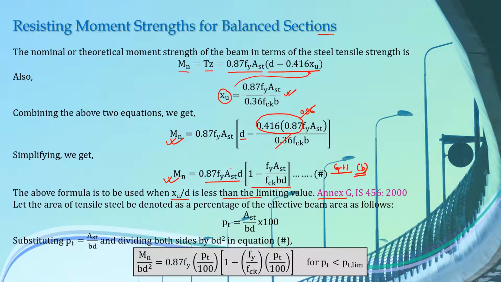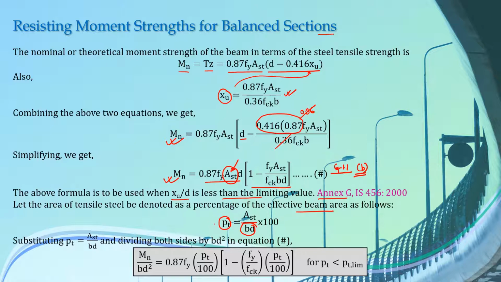So what we want to do here is replace this Ast, which gives us the value of steel reinforcement, in terms of percentage. So let the area of tensile steel be denoted as a percentage of the effective beam area, so that pt, which means the percentage of tensile reinforcement, is Ast over bd, where b is the width and d is the effective depth. So this becomes the effective beam area into 100.